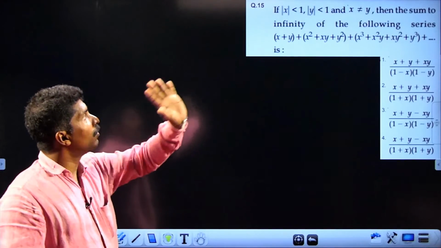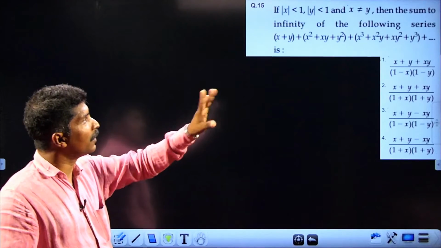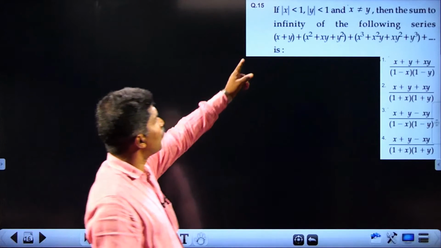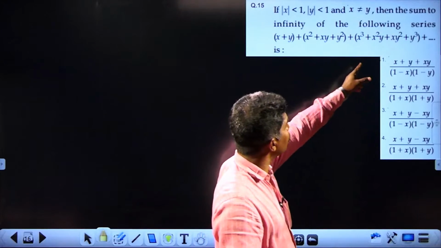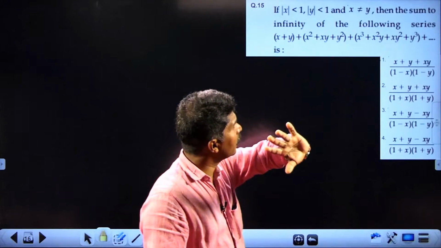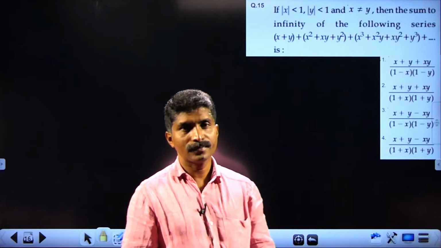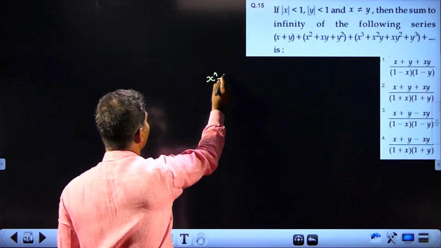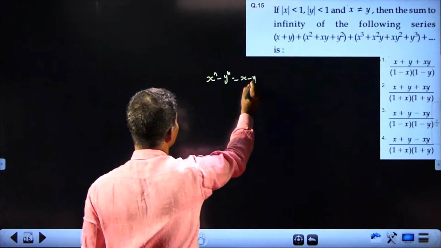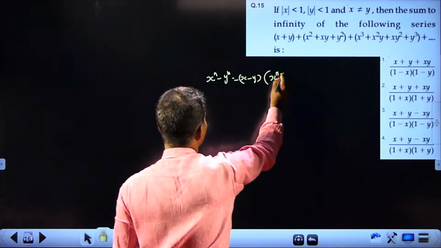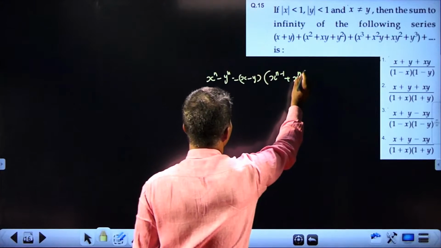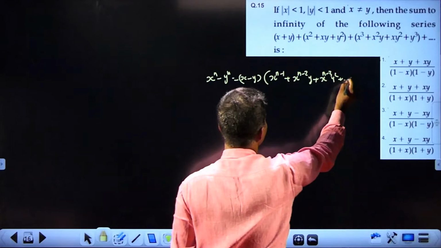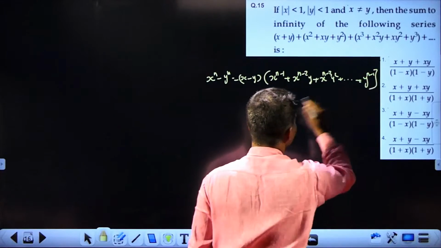Question number 15. Mod x less than 1, mod y less than 1 and x not equal to y, then find the sum to infinity of the following series: x plus y plus x square plus xy plus y square plus x cube plus x square y plus xy square plus y cube, etc. Do you remember the formula? x raised to n minus y raised to n is equal to x minus y into x raised to n minus 1 plus x raised to n minus 2 into y plus x raised to n minus 3 into y square plus etc. plus y raised to n minus 1. That is a formula you are going to remember.